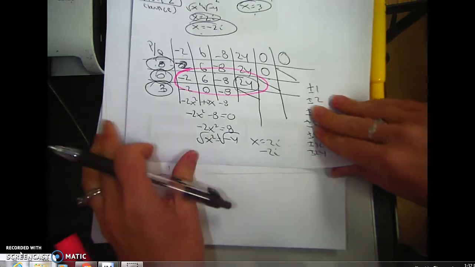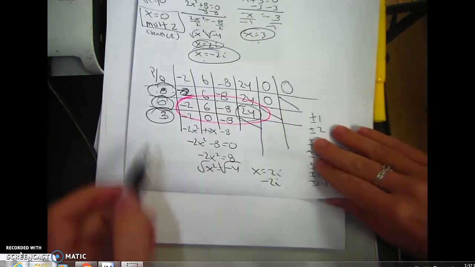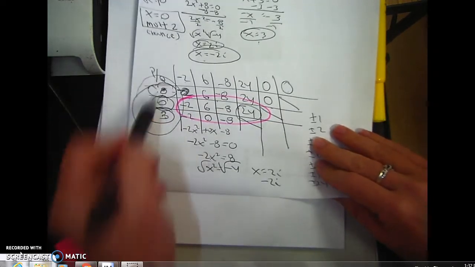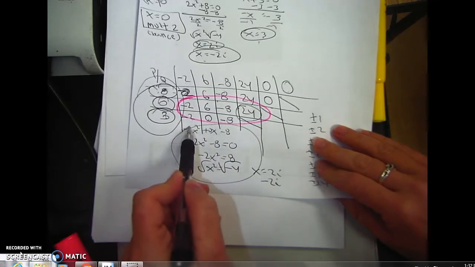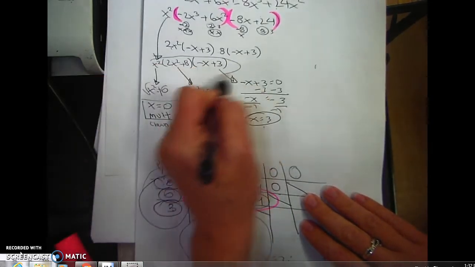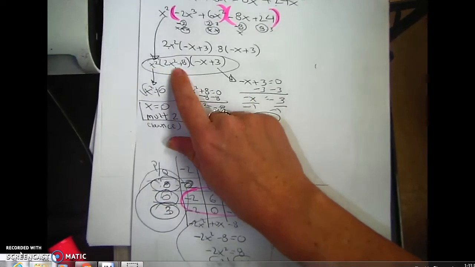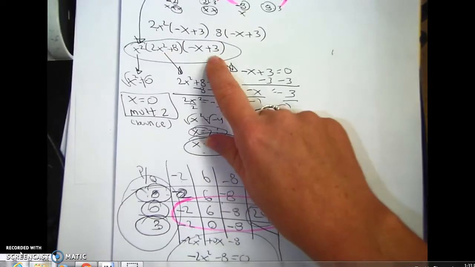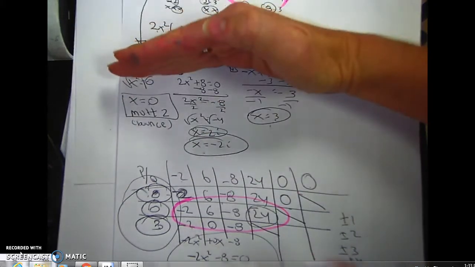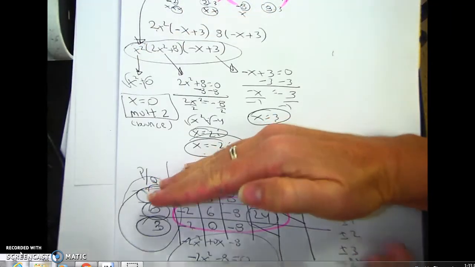Now, if we're talking about factored form, remember, factored form is only what you can factor. This you couldn't factor. So if you look up here, factored form ended up right there, because that was as far as you could go factoring. That was as far as you could go factoring. And that was as far as you can go factoring. These are all solving. You're not factoring anymore. So let me write that.